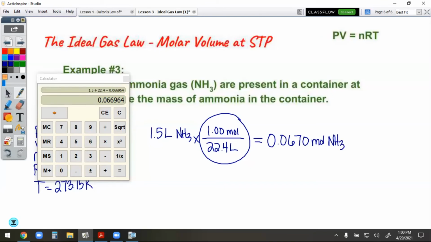Again, this conversion going directly from liters into moles only works at STP. Some students try to use it in different temperature and pressure situations. Your answer is going to end up being incorrect if you do that. So it's a great tool, it's a great shortcut, but its use is very limited because you can only use it under STP conditions. Okay, let's finish up this problem by converting from moles into grams.